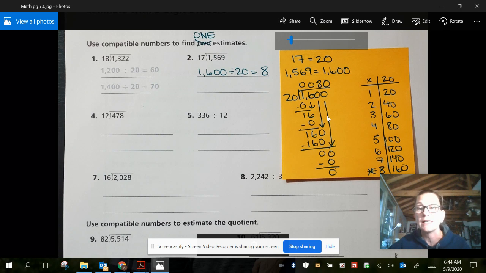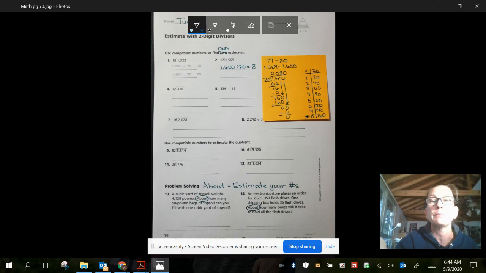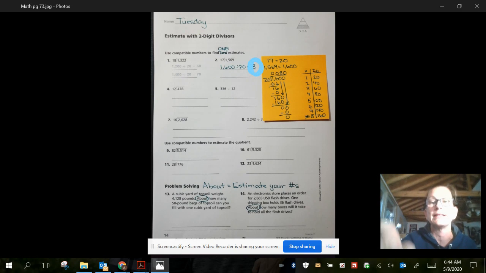You have to bring down that last 0. Okay? So you bring down that last 0. You know 20 is not going to go into 0. So you put that 0 there. You subtract it out. You get a 0. And your answer is 80. And please forgive me. Apparently, I forgot to put that right there. So the answer would be 80.